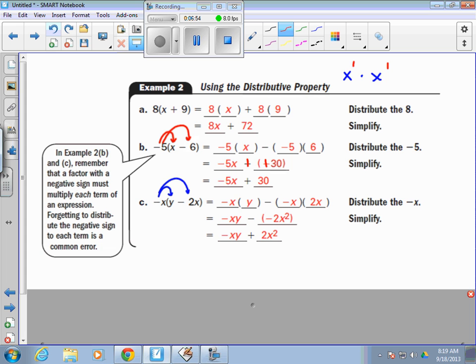And if you look off to the left, it says in example 2b and c, remember that a factor with a negative sign must multiply each term of an expression. Forgetting to distribute the negative sign in each term is a very common error. You have to bring that negative to make it negative times negative.